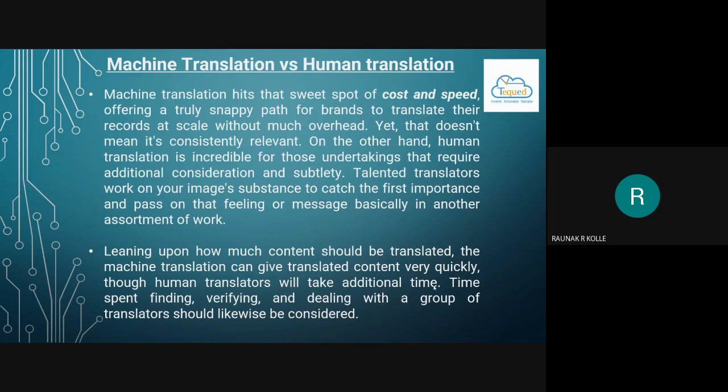Machine translation versus human translation. Machine translation hits that sweet spot of cost and speed, offering a truly quick path for brands to translate their documents at scale without much overhead. Yet, that doesn't mean it's consistently relevant. On the other hand, human translation is incredible for those tasks that require additional care and nuance. Talented translators work on your brand's content to capture the original meaning and pass on that feeling or message in another language.